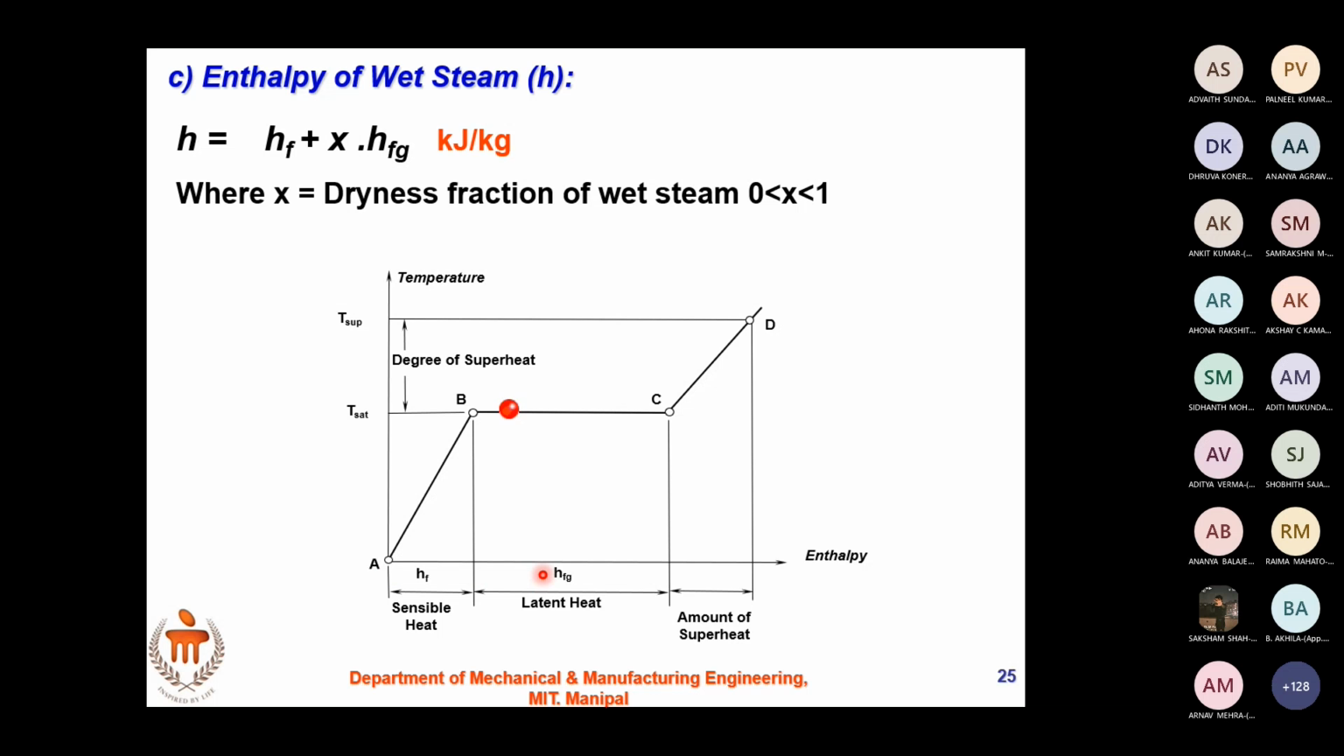So it is equal to the sum of specific enthalpy of saturated water and latent heat of the dry fraction of steam. So it is the dry fraction of steam within this mixture. So that is X into HFG. So X into HFG gives me the dry fraction of steam. So HF plus X into HFG will give me the enthalpy of wet steam.